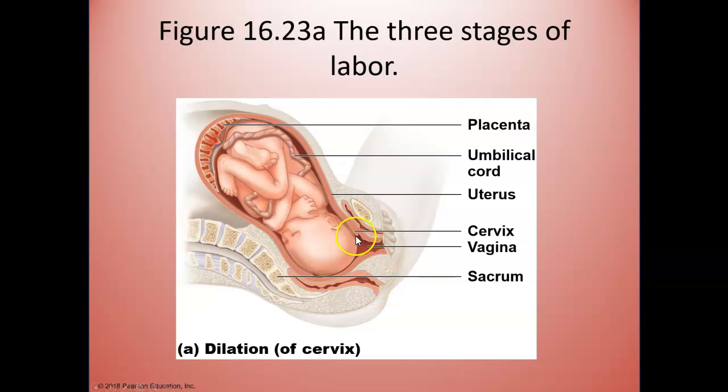So again, you can see the dilation. This is the cervix right here, and the vagina of the cervix right there. You can see that the cervix needs to dilate wide enough for the fetus to pass through. And again, what else do we have? Uterus, umbilical cord, placenta in the back there.